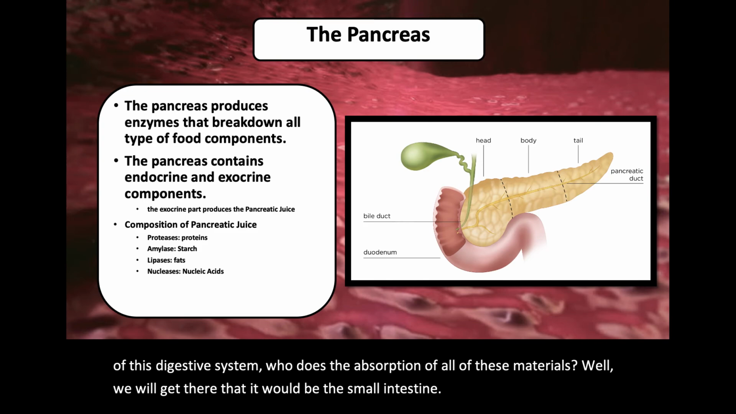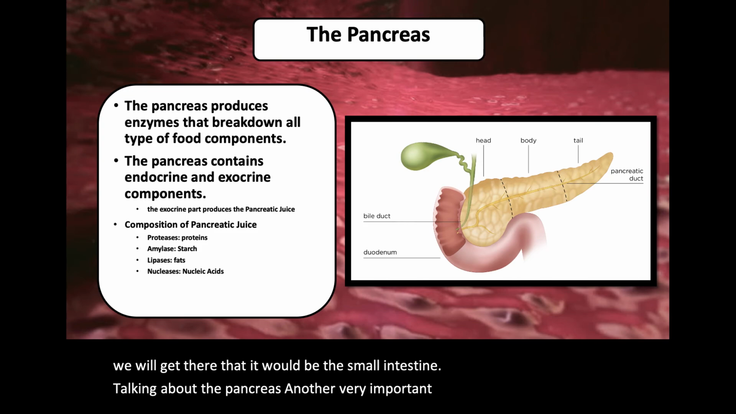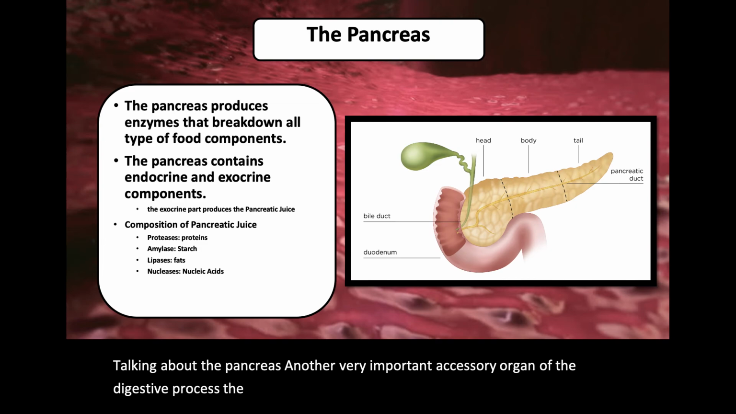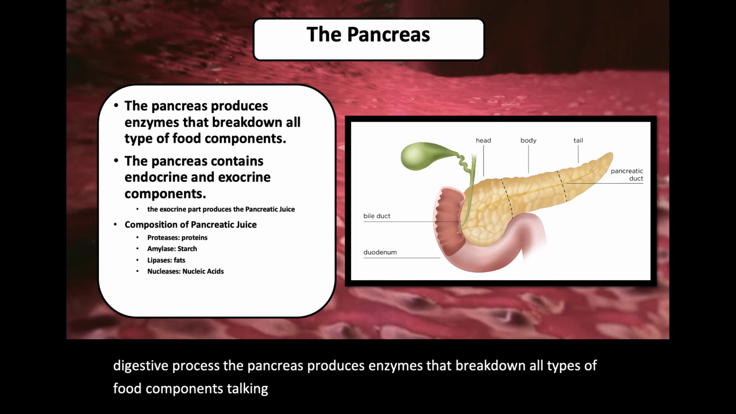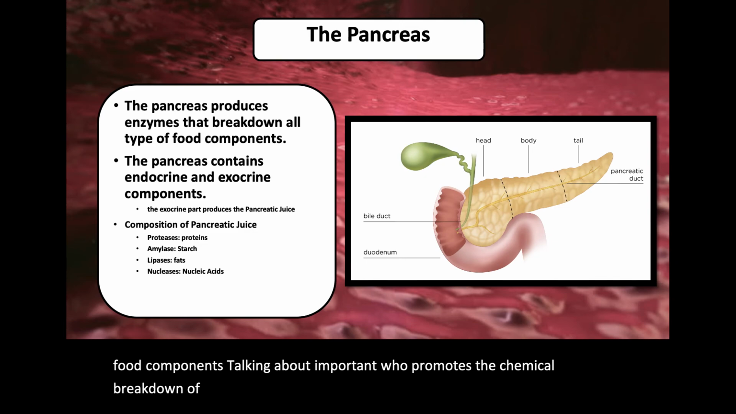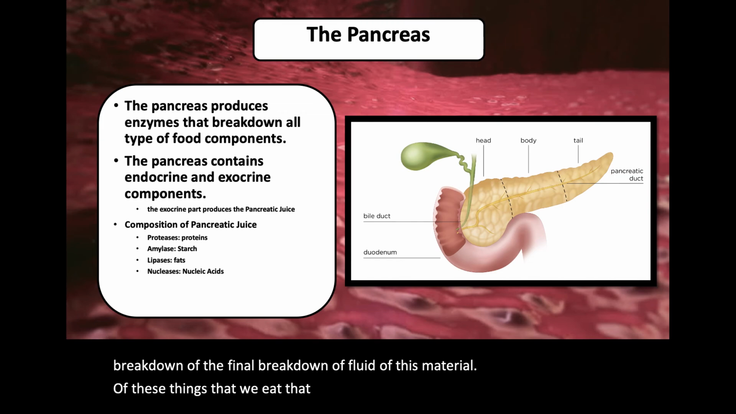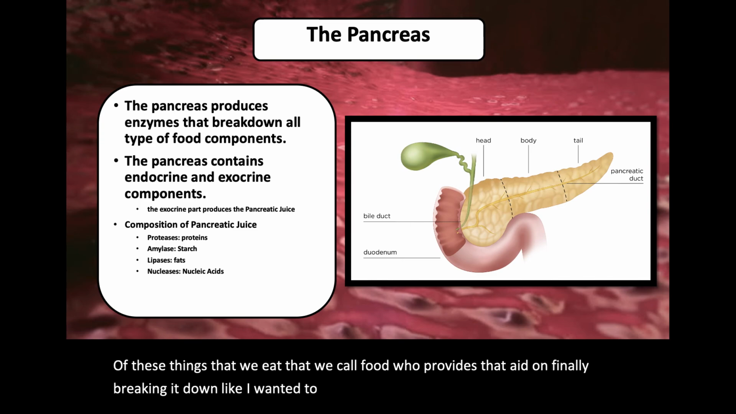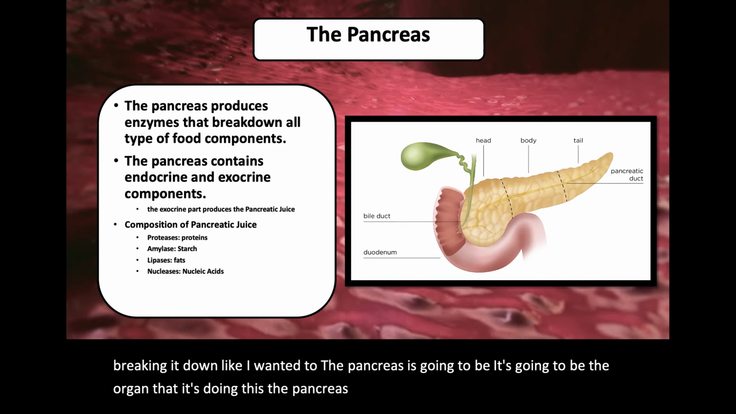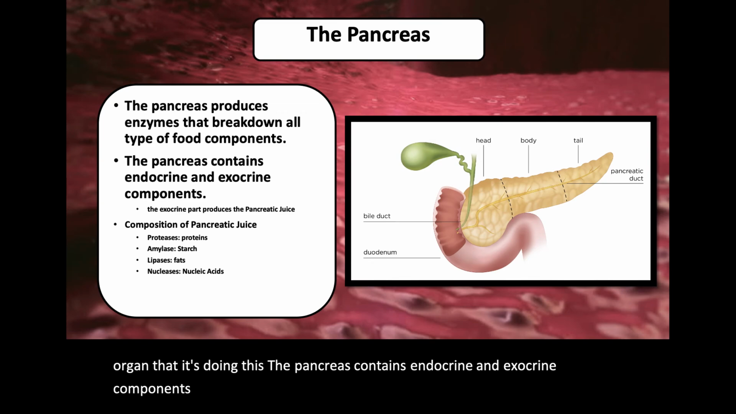Talking about the pancreas, another very important accessory organ of the digestive process, the pancreas produces enzymes that break down all types of food components. Who promotes the final chemical breakdown of the things that we eat that we call food? Who provides that aid in finally breaking it down? The pancreas is going to be the organ that does this. The pancreas contains endocrine and exocrine components. The exocrine part of the pancreas is what actually creates the pancreatic juice.